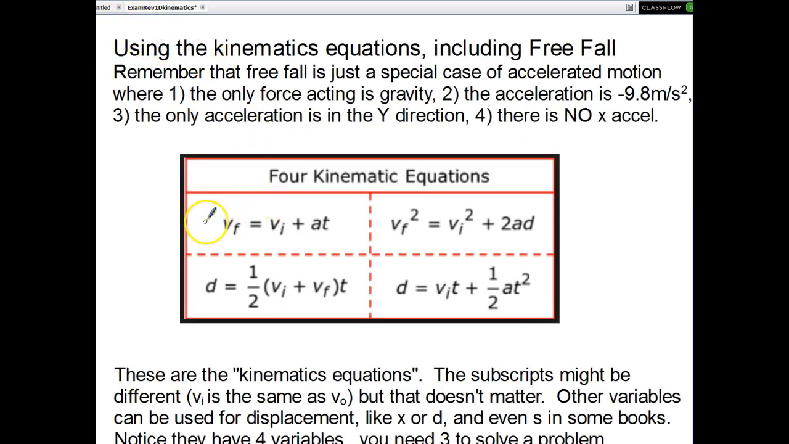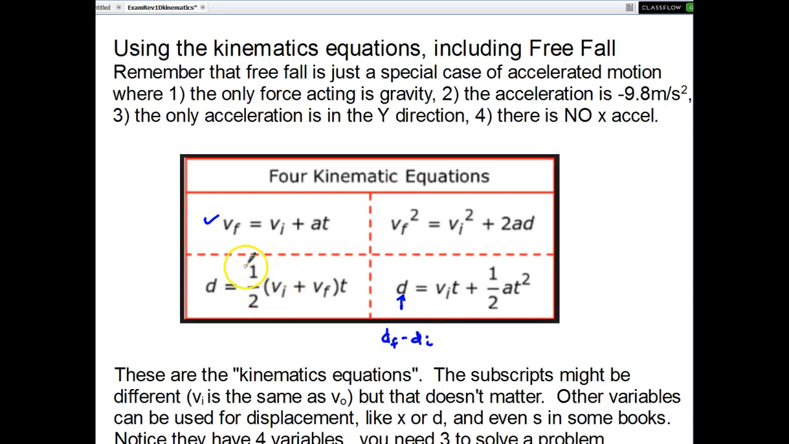The kinematics equations, we already had this one. That is really the definition of acceleration. Vf squared equals vi squared plus 2ad. d equals 1/2 (vi plus vf) t. And d equals vit plus 1/2 at squared. This is displacement. This is not distance, but this is actually our final position minus our initial position. So that's displacement, as is this.